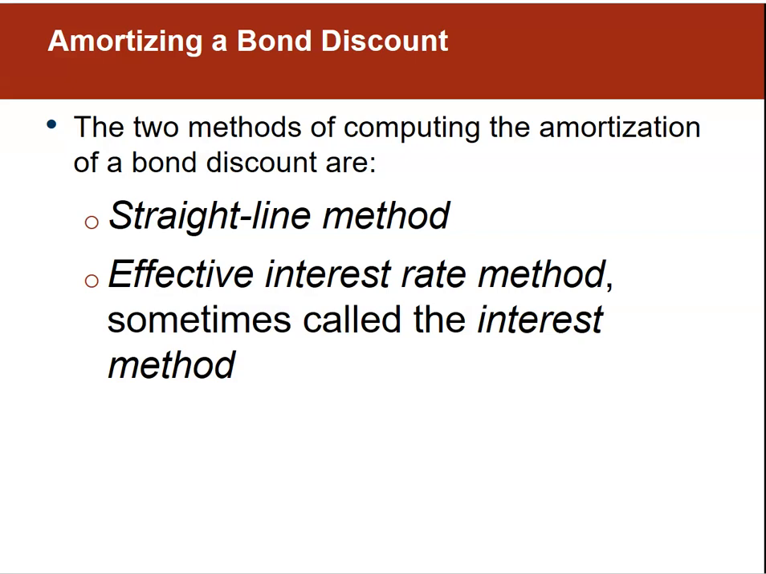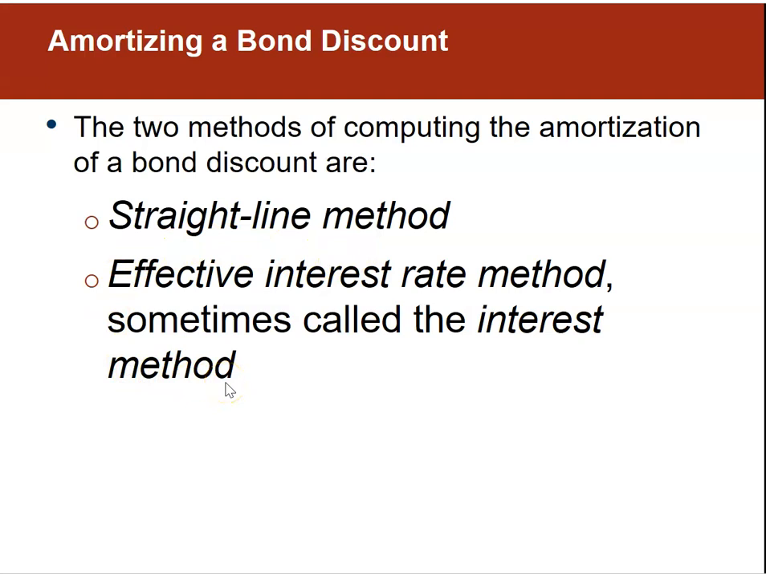or bond premium. Now, when we're using a bond discount, we're going up from whatever net amount we received in cash, and we're going upwards. We'll get to that in a minute. Bond premiums are a little bit easier to understand, I think, but it says here that there are two methods of computing the amortization of a bond discount or a bond premium: the straight line method and the effective interest method.